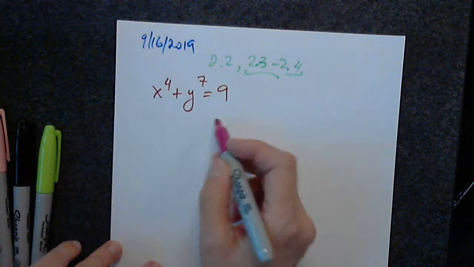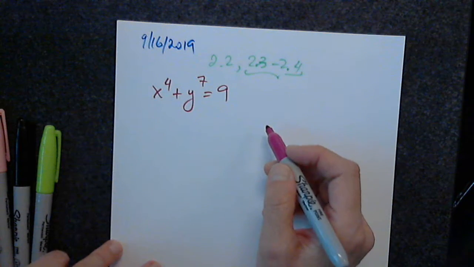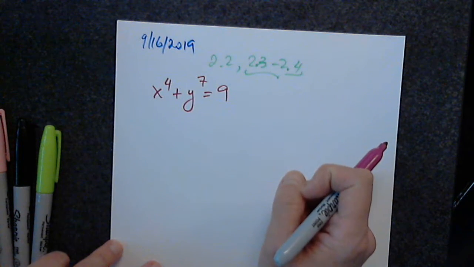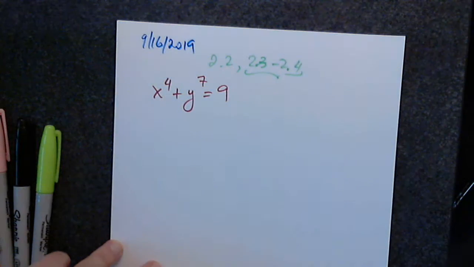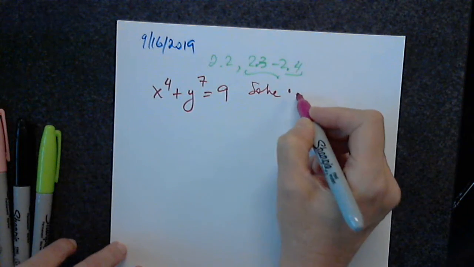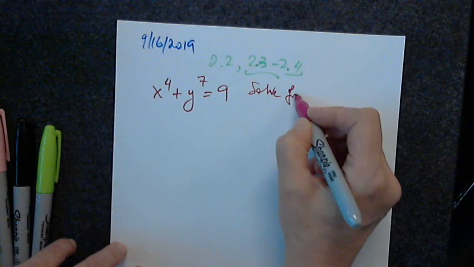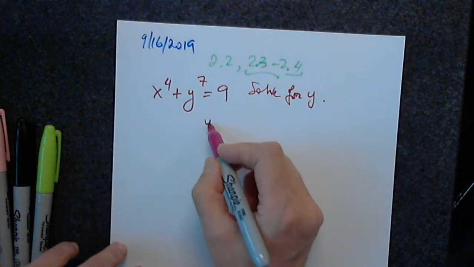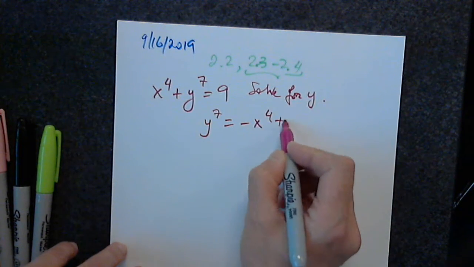Every time we're given an equation, we're asked to identify whether it's a function or not. What do we do all the time? Last time, I know we just reviewed it. We have to? But what is the idea? What are we trying to do? Exactly, solve for y. Okay, so y to the 7th equals negative x to the 4th plus 9.